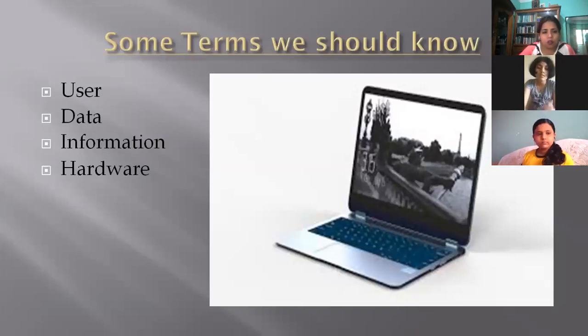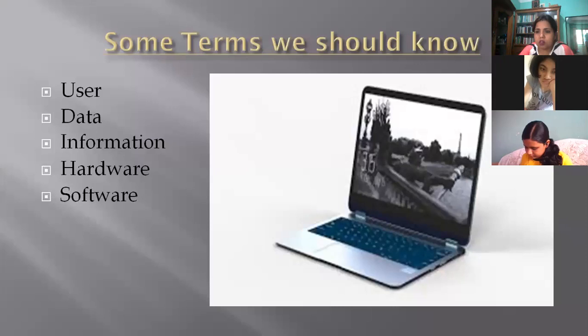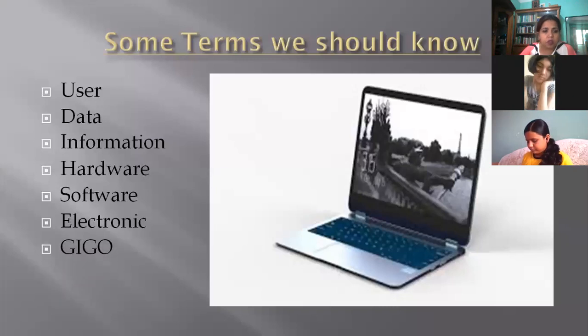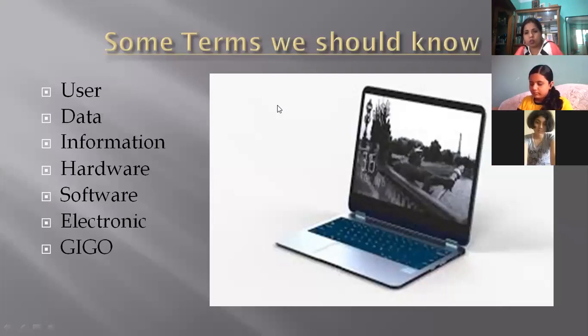Hardware are the physical parts of computer. Software are set of programs which make computer functional. Just note down the terms only. You don't need to write definitions. Okay. Electronic means the devices which run with the help of electricity or electricity supply. Then GIGO, garbage in, garbage out, means when user gives wrong input to the computer, computer also produces wrong output or irrelevant output. That is called garbage in, garbage out. Then bits, binary digits, either 0 or 1.